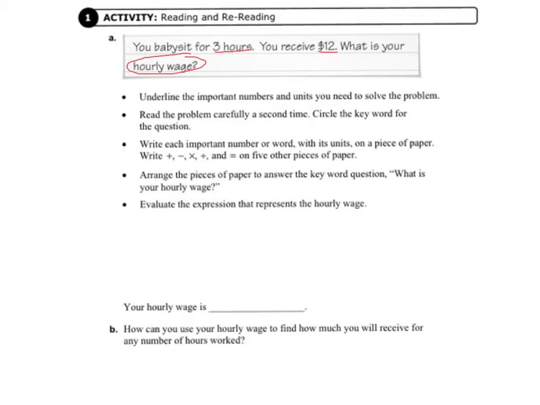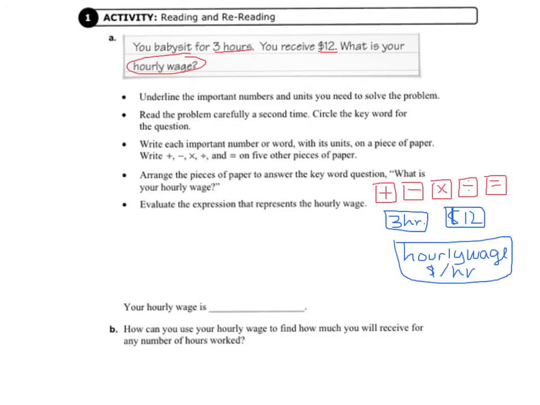Then it says write each important number or word with its units on a piece of paper and write all of the operation symbols and equal sign on 5 other pieces of paper. I will model that for you and I'll draw it on the sheet here, but you should use sticky notes if you have them, and that way you don't have to erase on your page. So now you can see what you should put on your sticky notes.